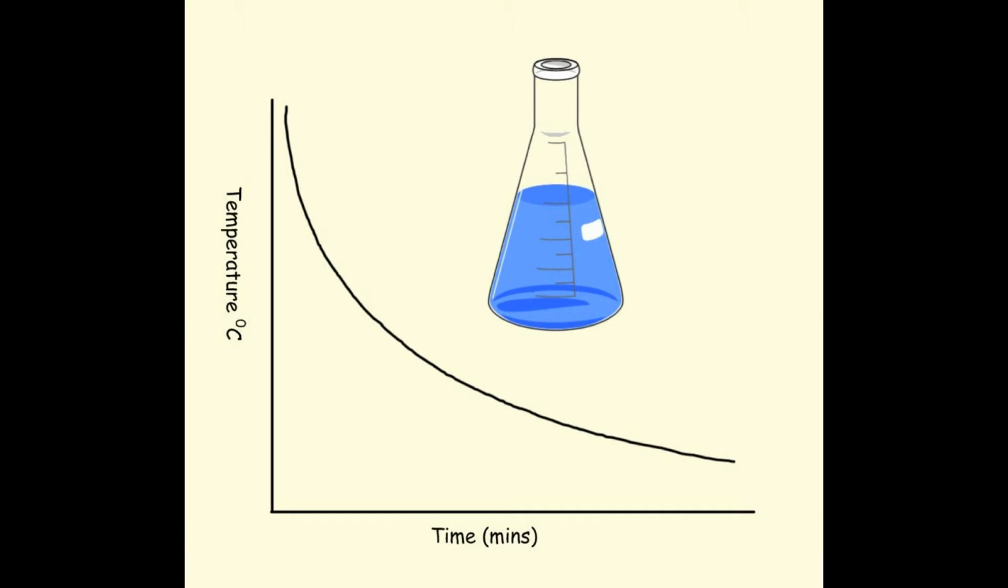This will continue until eventually the temperature of the water in the flask is identical to the temperature of the room. Heat will stop moving from the water to the room. Therefore, the line will flatten.